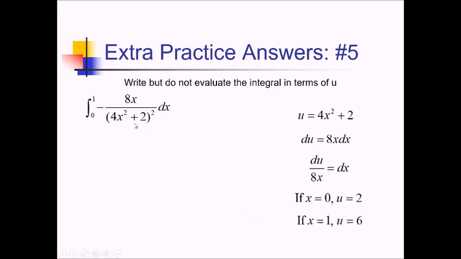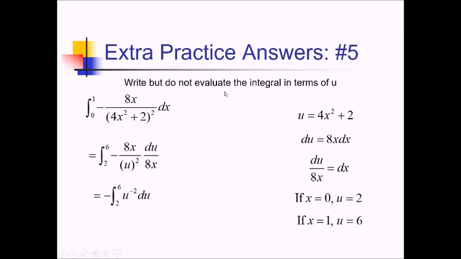All right, substituting back in, we have the integral from 2 to 6 of, now we have negative 8x over u squared. And then we also have, instead of dx, we have du over 8x. Canceling out those 8x's and cleaning things up a little bit, I can write this as negative integral from 2 to 6 of, let's see here, we have u to the negative 2 power du. And that's as far as we need to go.